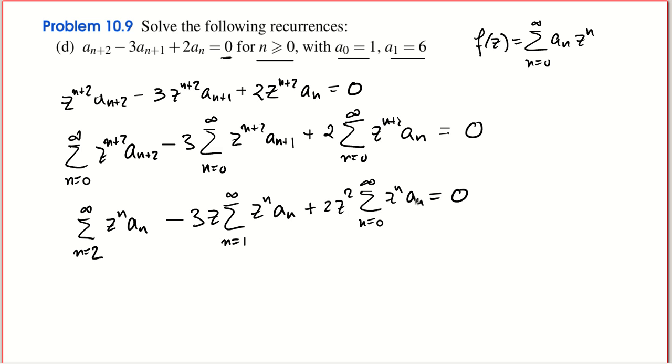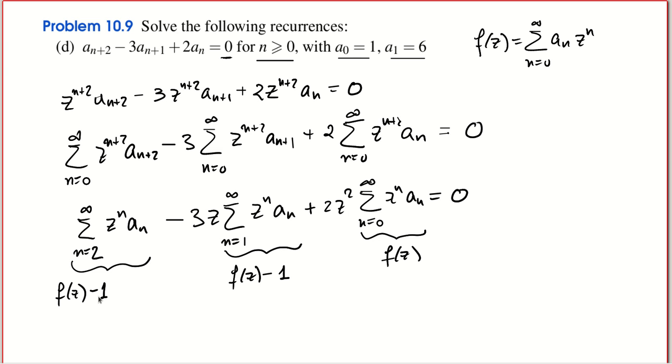All right. Now this one here is the generating function, but it's missing the first term, the n equal to 0, which is a0. So it's the generating function minus a0, which is 1, right? And this one here is again the generating function, but there are 2 terms missing. The term n equal to 0, which is a0, right? But then we also have to subtract the term n equal to 1, which is a1 times z. a1 is 6, so minus 6z.